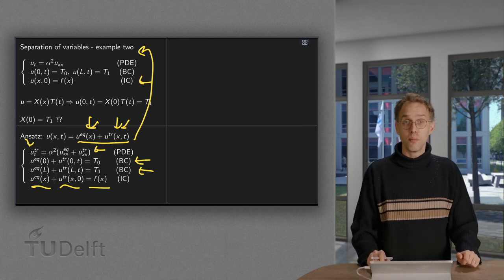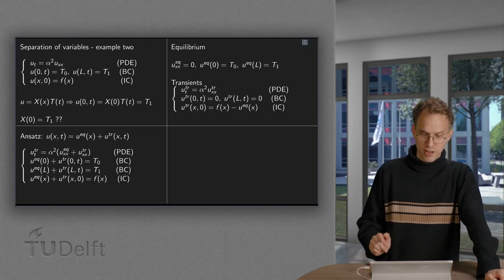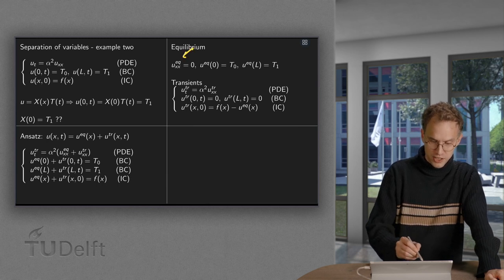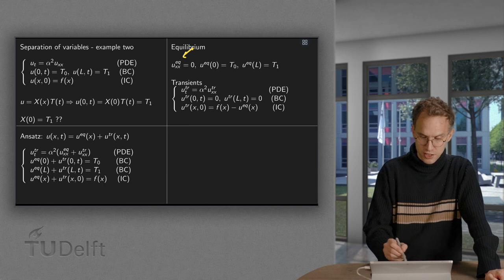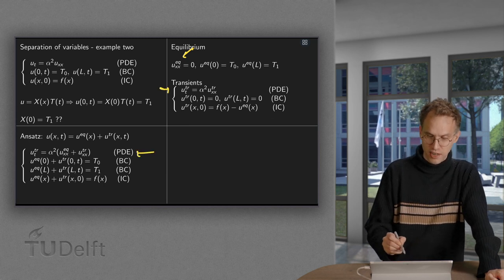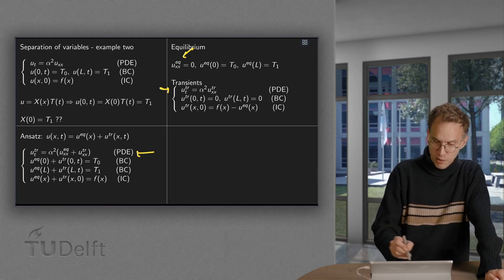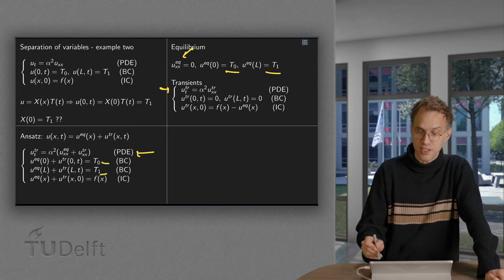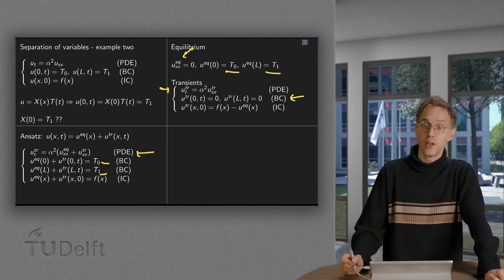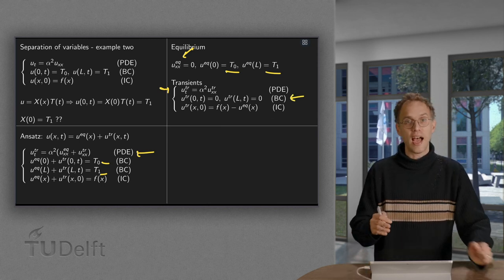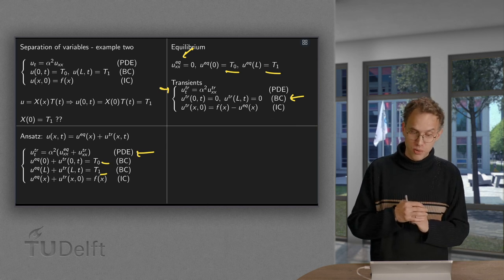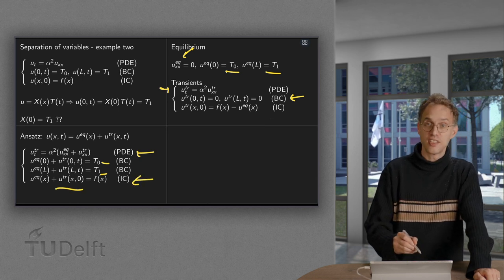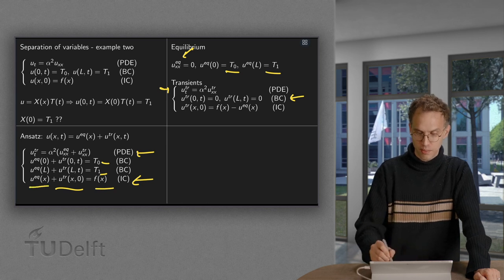But now we're going to split up the problem in two parts. First we say, well, for our equilibrium solution, I want the second derivative to be 0. And that means that for my transients, the PDE remains. And then we satisfy this equation over here. Then for my equilibrium solution, I want at 0 to have T0 and at L to have T1, which means that for my transients, the homogeneous Dirichlet boundary conditions remain. And with these ansätze on the equilibrium solution, I also know that for the transients at time 0, we will have f of x minus u equilibrium, like this.